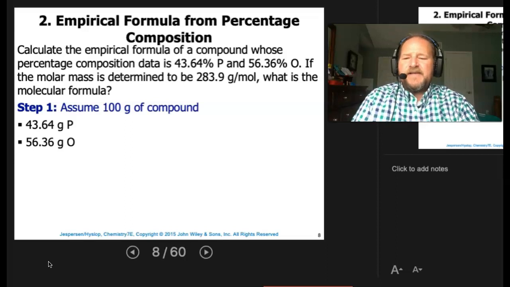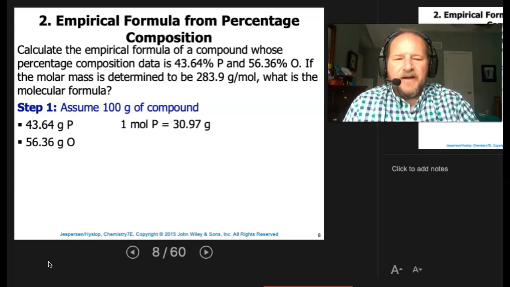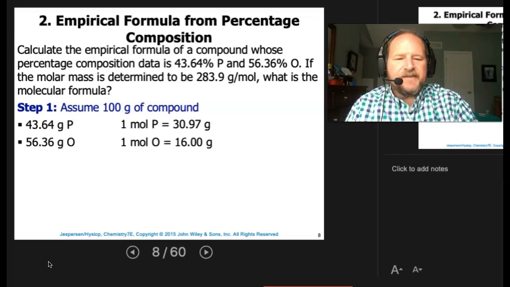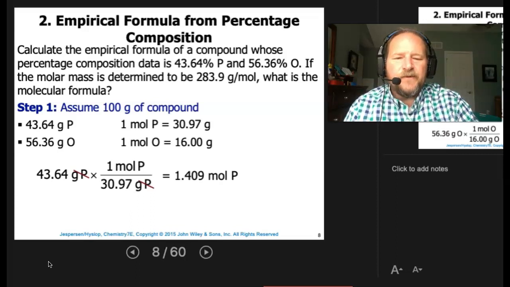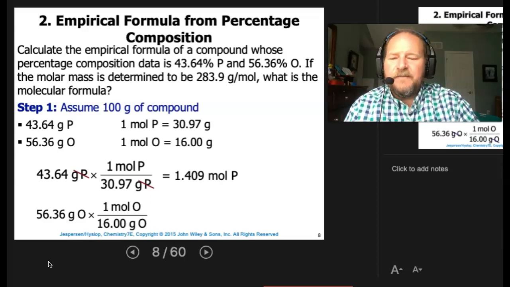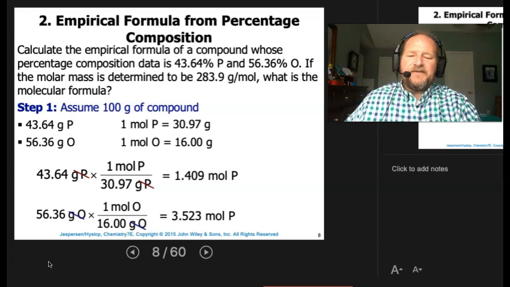We know the molar mass for phosphorus is going to be from the periodic table, 30.97. For oxygen, it's going to be 16. We're going to calculate how many moles of phosphorus we have. That's going to give us 1.409. Then we're going to calculate how many moles of oxygen we have. That's going to give us 3.523.